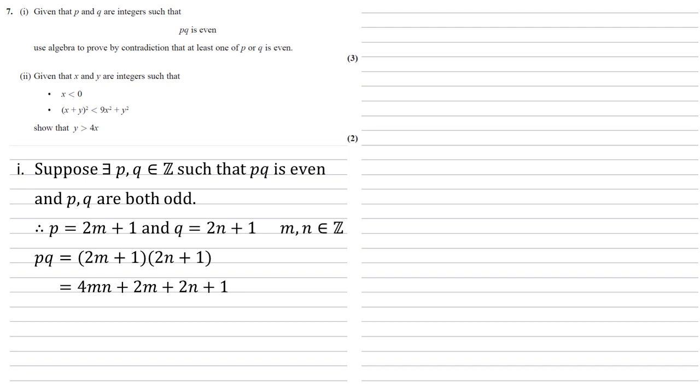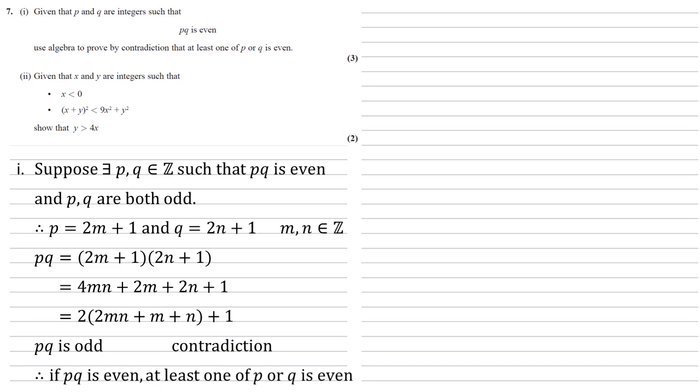We can factorise 2 out of those first three terms, so we get 2 lots of (2mn + m + n), plus 1 at the end. But this is just 2 times an integer plus 1, which is our definition of an odd number. So pq is odd, which is a contradiction because we're saying that pq is even. Hence, it can't be the case that p and q are both odd. So we've just shown that if pq is even, at least one of p or q is even.